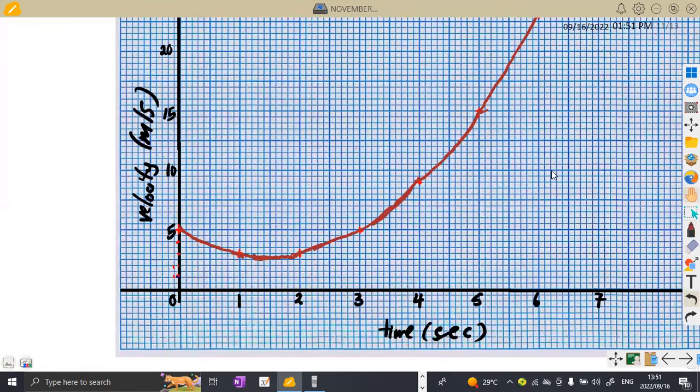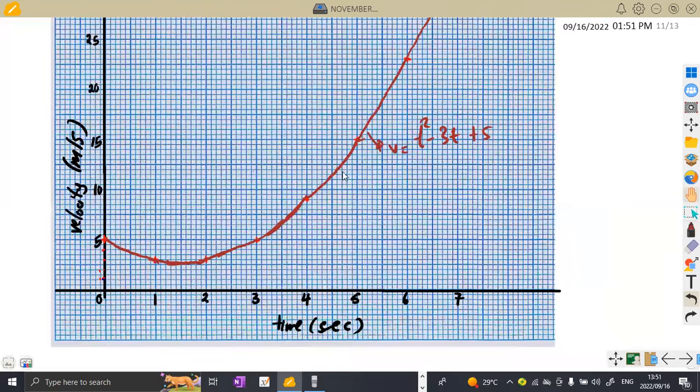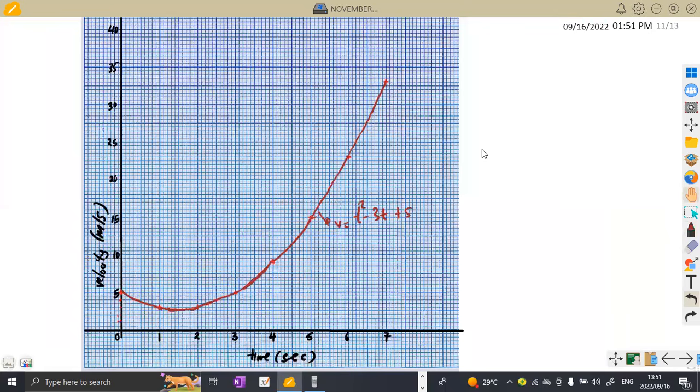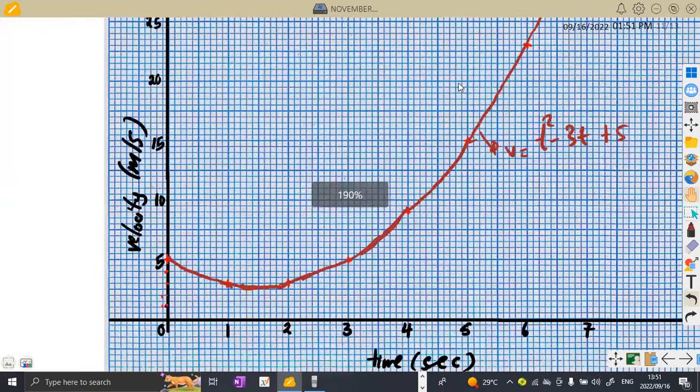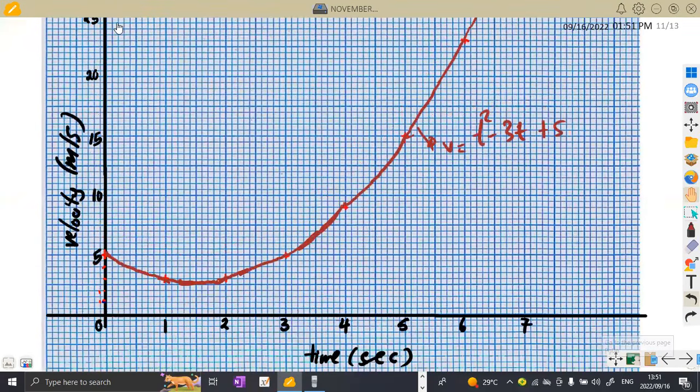And after you've drawn your velocity-time graph, make sure that you name the equation of that. Remember, V was equivalent to t squared minus 3t plus 5. So that's what we had. So that's it, guys. That's your velocity-time graph. As you can see, it maintains the same shape as a quadratic graph, just like what we had on the quadratic graph. So it can be easier like that. Okay, so after drawing the graph, let us see the questions.